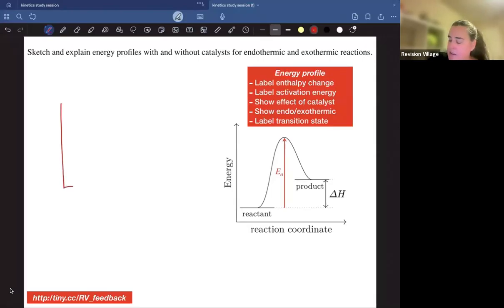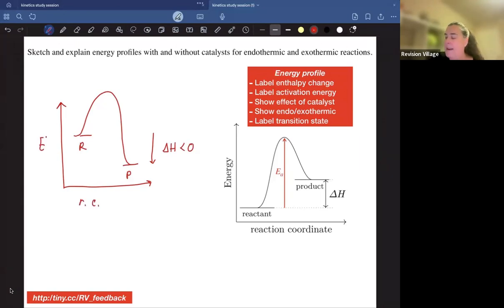If I had an exothermic reaction, the products would be lower in energy. Where did that energy go? It was given off to the surroundings. If I add a catalyst, what I do is I provide an alternate pathway with a lower activation energy. This is the original activation energy. With a catalyst, I would lower it.